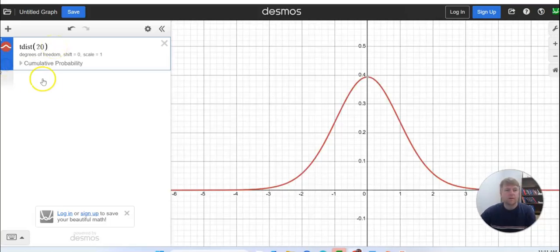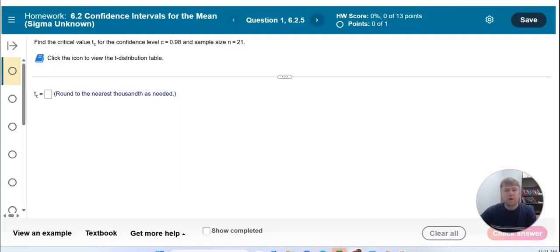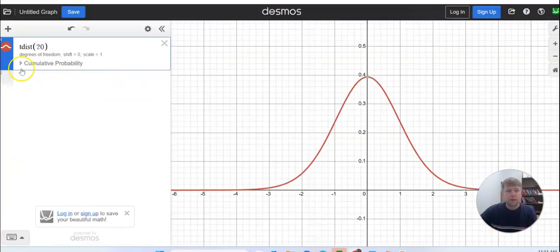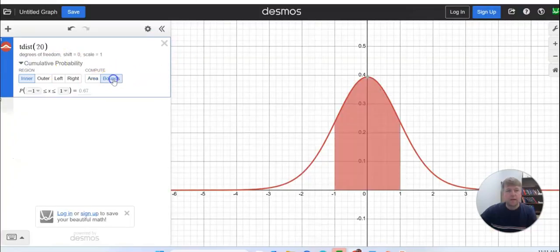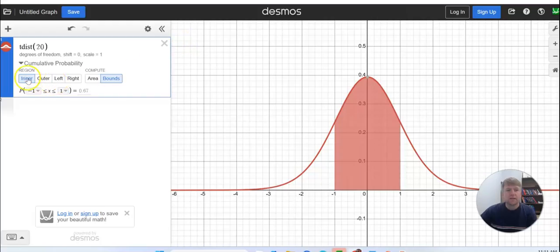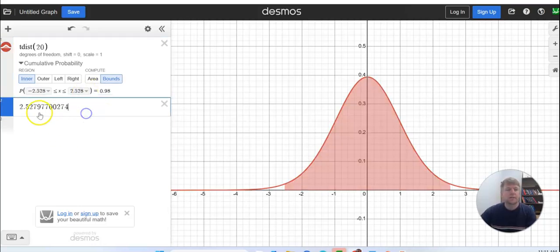in on this. Okay. Now, critical values are the bounds procedure, just like it was back when we were doing normal distributions for critical values. So I'm going to find a critical value by clicking here, cumulative probability, click on bounds, and it wants to know critical confidence level 98%. So that is an inner. And we want this to be 0.98, 98%. So this is the critical value.